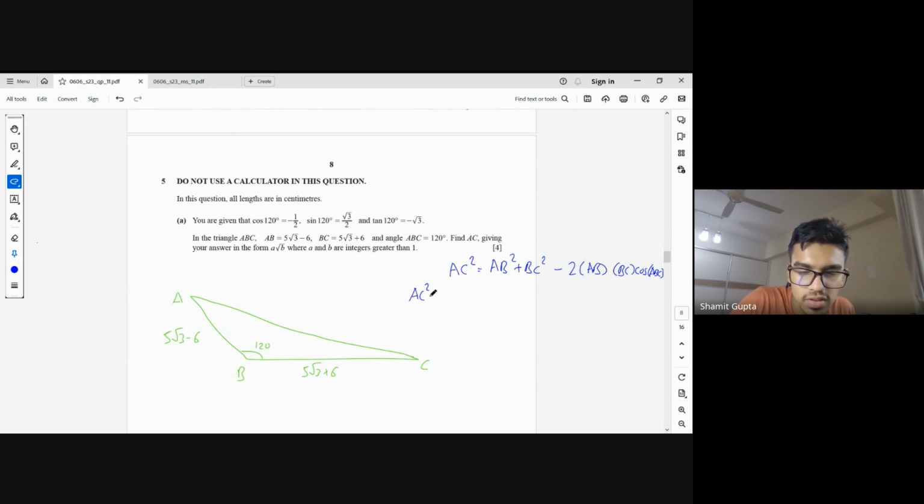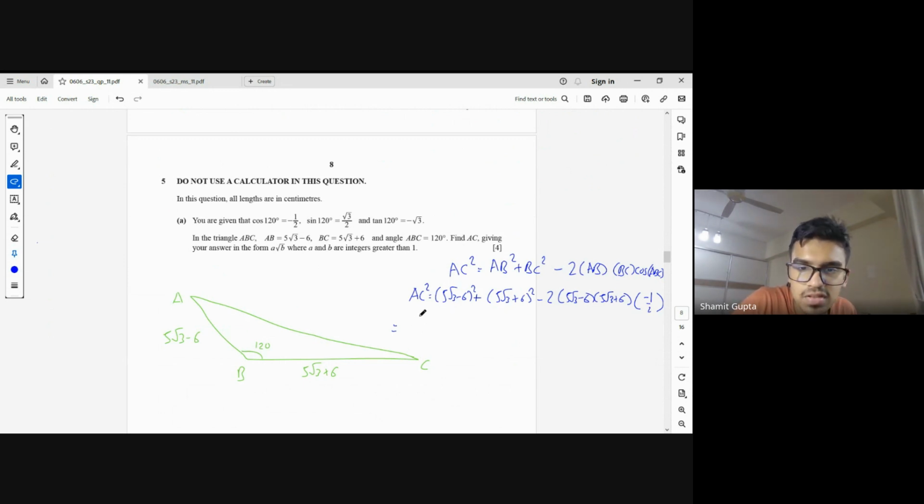So AC square will be AB squared, 5 root 3 minus 6 squared, plus BC square, 5 root 3 plus 6 squared, minus 2 times 5 root 3 minus 6, 5 root 3 plus 6, cos ABC, which is cos 120, which is negative 1 over 2. Okay, this is A minus B whole square.